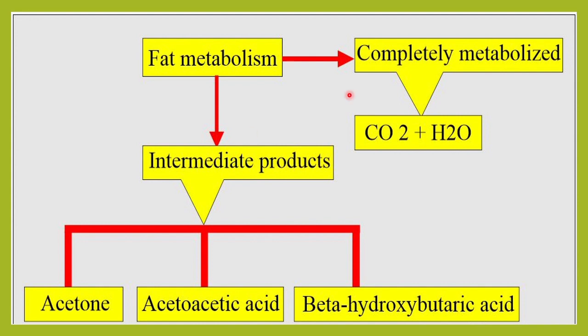So I have told you that whenever there is a fat metabolism, अगर incomplete fat metabolism हो जाता है तो these are the intermediate products. These are the ketone bodies: acetone, acetoacetic acid and beta-hydroxybutyric acid.